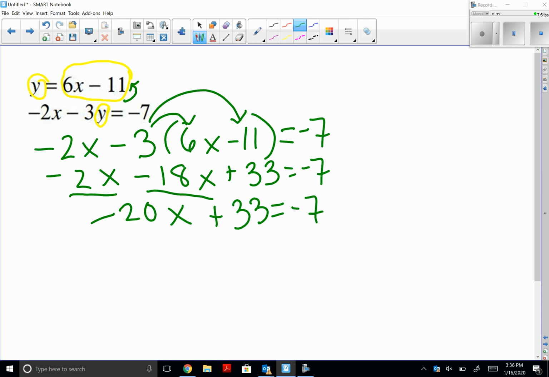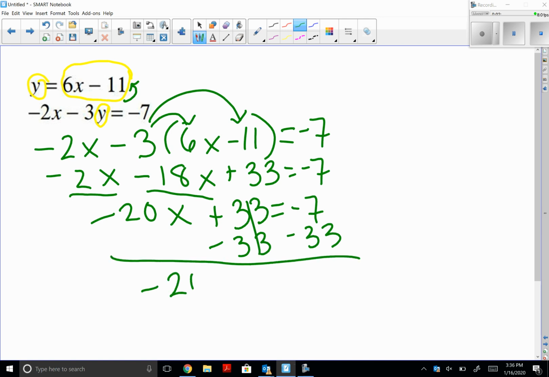I don't have any more like terms, but since my x is on the left side of the equal sign, I'm now going to subtract 33 from both sides. It cancels out here, and I'm left with negative 20x equals negative 40. My last step in solving for x is to divide both sides by negative 20, and I get x equals positive 2. But I know that with a system of equations, my solution is an ordered pair or a point.